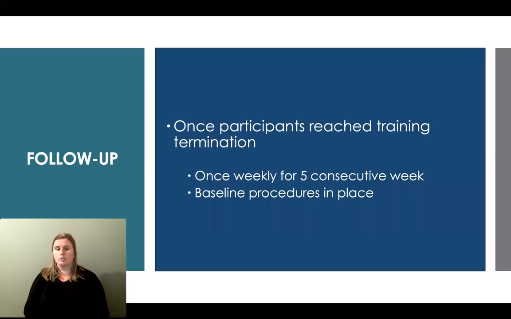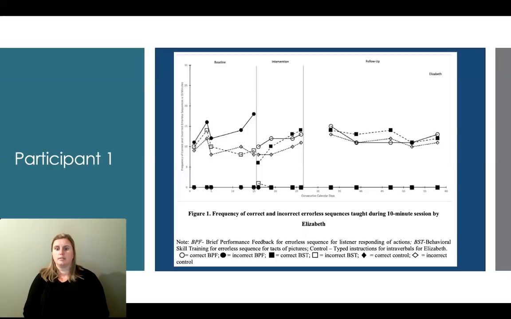Follow-up was conducted following participants reaching training termination, and that was done for 5 consecutive weeks following training termination. And of course, baseline procedures were in place. So what we're seeing here is that across target skills, no target skills were actually correct during baseline, and a lot of incorrect skills were being implemented across target behaviors during baseline.